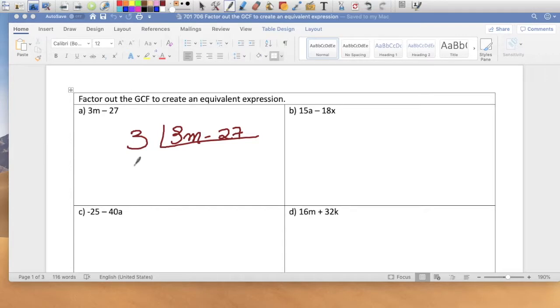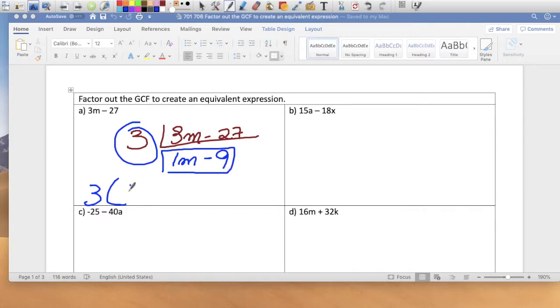So how many times can 3 go into 3? Well, 1 time. And then we're going to copy this subtraction sign, and how many times does 3 go into 27? Oh, sorry, not 27 times, but 9 times. So this ends up being your factor outside, and these two end up being your 2 terms inside, 1m minus 9. Better written would be this way. You don't really need that 1 over here.